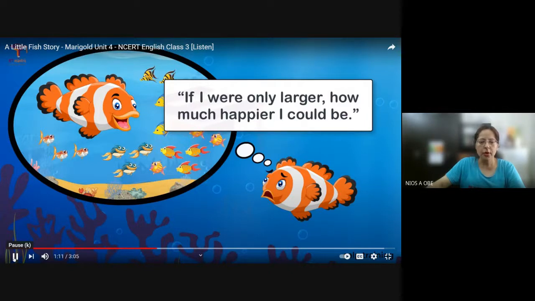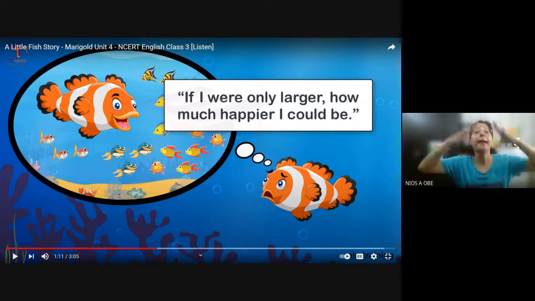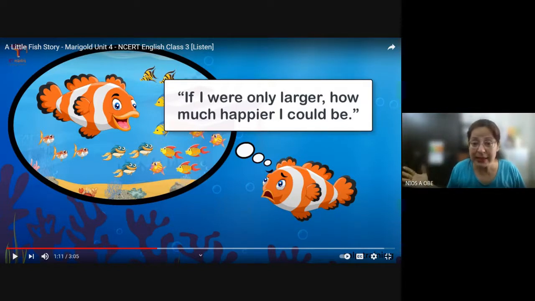If I were only larger, how much happier I could be. So this fish is thinking, if I were only larger, how much happier I could be. Had I been a little bigger. Large means big. Yes. So this fish is so sad. He's saying, if I was a little larger, I would have been so much happier. So this fish is crying because he's not big.